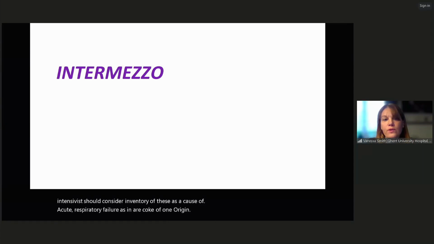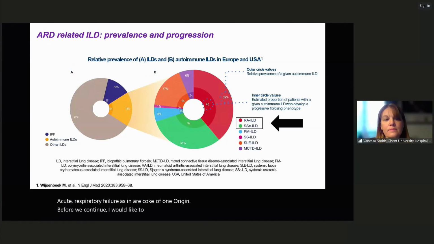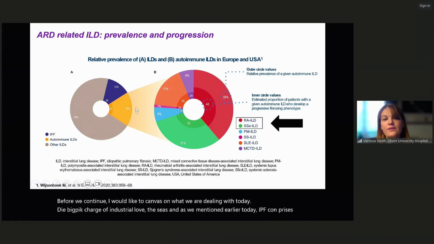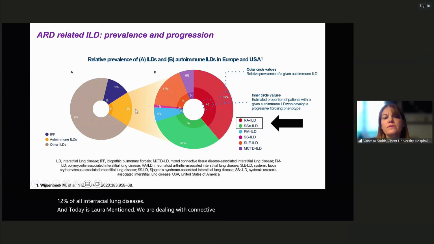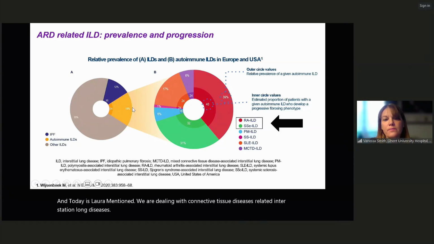Before we continue, I would like to canvass what we are dealing with today. On this slide, you can see the big pie chart of interstitial lung disease. As we mentioned earlier today, IPF comprises 12% of all interstitial lung diseases. And today, as Laura mentioned, we're dealing with connective tissue disease related interstitial lung disease. This comprises about 20% of all ILD.